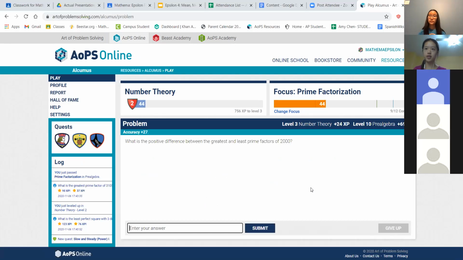What is the positive difference between the greatest and least prime factors of 2000? Okay, so after this, we should probably change the focus to something else, like maybe order of operations, something else that we've gone over to get more practice. And for this problem, again, you should probably prime factorize this. And it might look like a big number, 2000 looks kind of big, but it's not actually that hard.